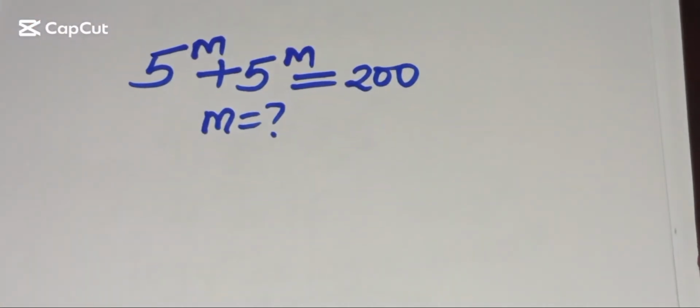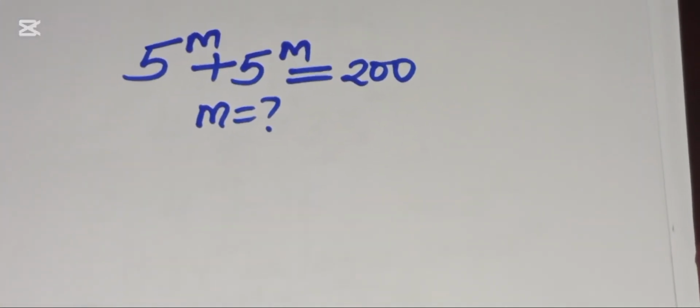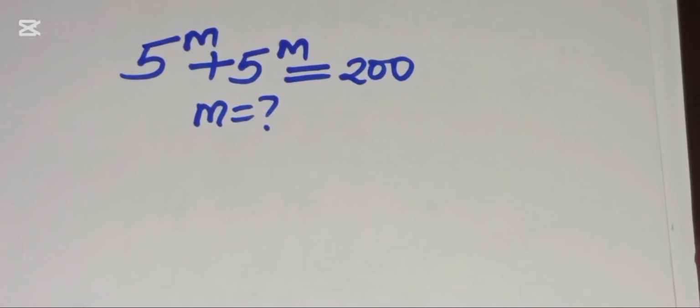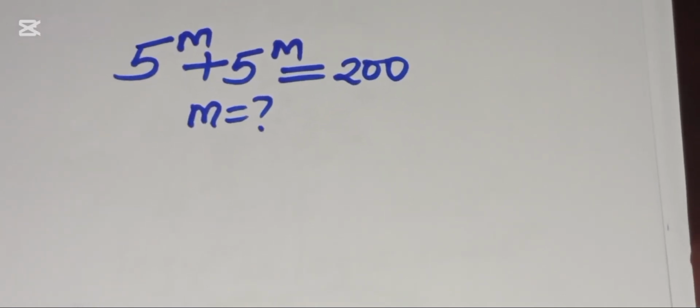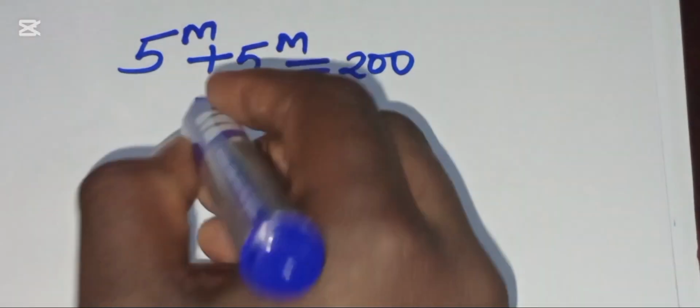Hello everyone, let's provide a solution given this nice exponential equation, which is 5 raised to power m plus 5 raised to power m is equal to 200. So what is the value of m? Solution.